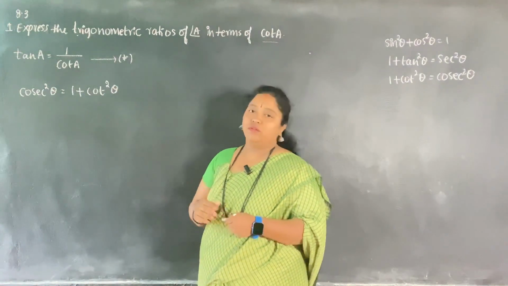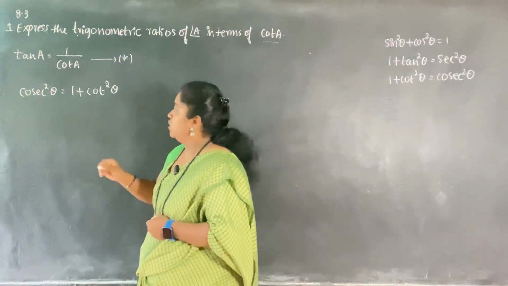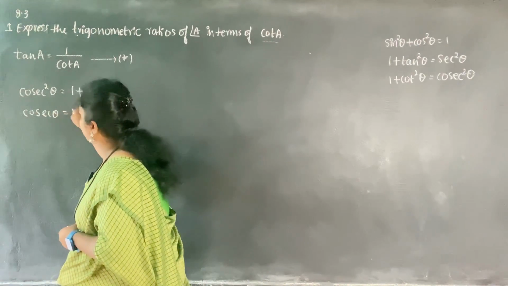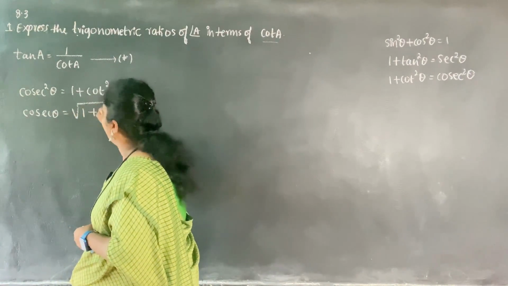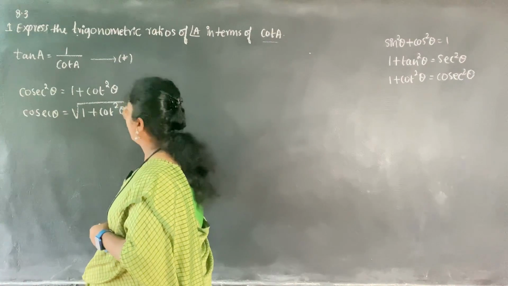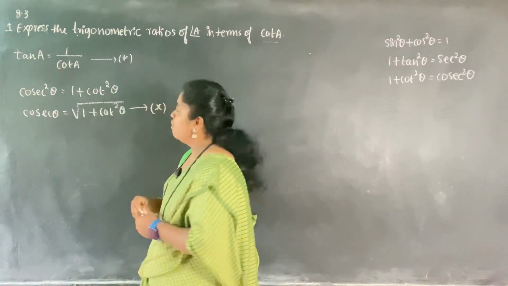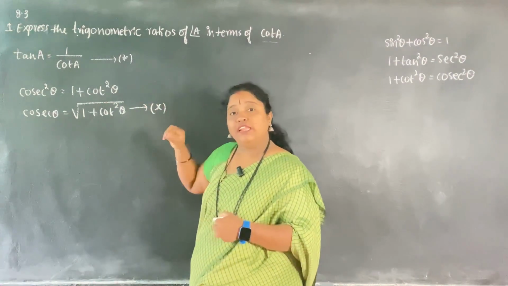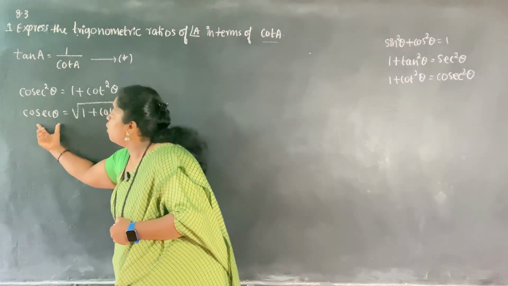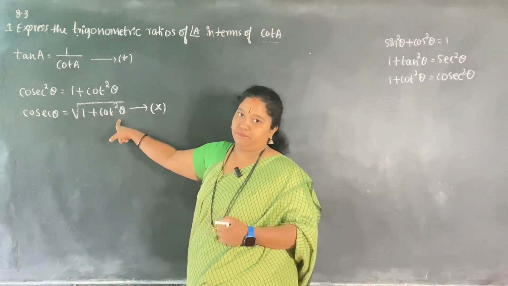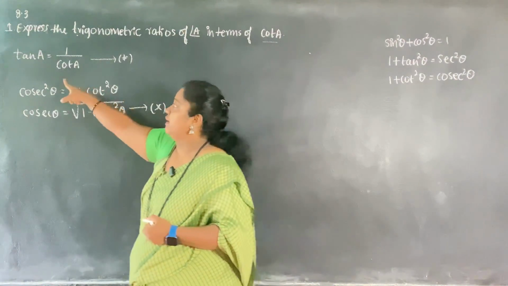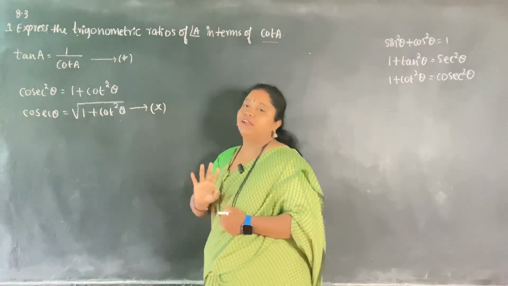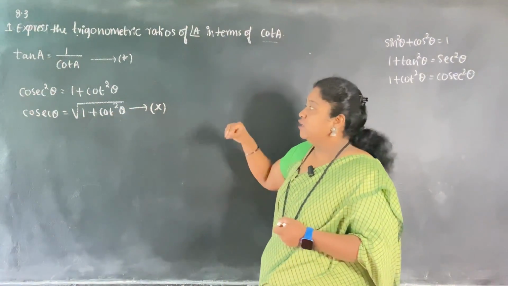When I bring the square to this side, it will become root. So what I'll be having here, cosec theta is equal to root of 1 plus cot square theta. Okay, root of 1 plus cot square theta. Means now I have represented cosec also in terms of cot. Understanding? Here, tan I have represented in terms of cot, cosec I have represented in terms of cot. Now dear, 2 are over.